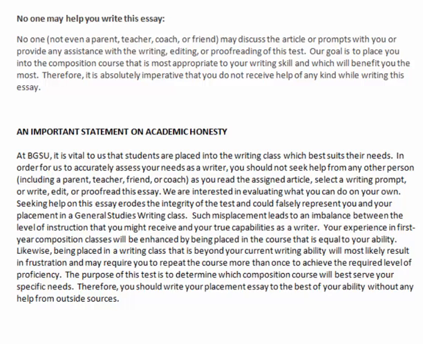Your experience in first-year composition classes will be enhanced by being placed in the course that is equal to your ability. Likewise, being placed in a writing class that is beyond your current writing ability will most likely result in frustration and may require you to repeat the course more than once to achieve the required level of proficiency. The purpose of this test is to determine which composition course will best serve your specific needs. Therefore, you should write your placement essay to the best of your ability without any help from outside sources.